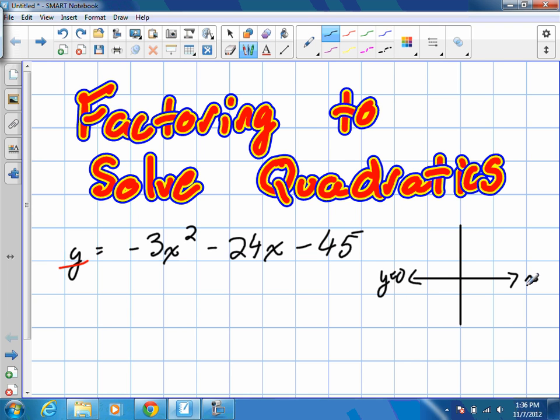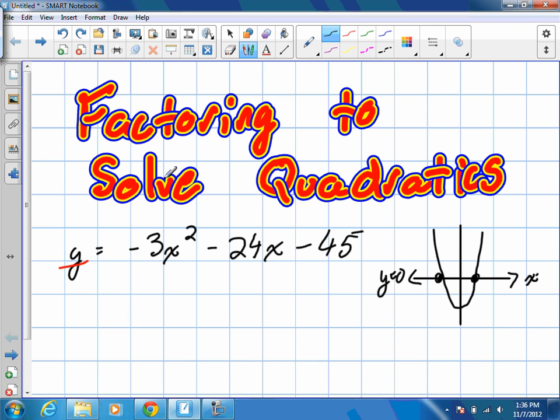So we're looking for, with many quadratics, 2 points. Maybe it looks like this. Maybe it's facing downwards. But we're probably going to end up with 2 answers. There's a possibility of 2 answers, 1 answer, or no answers. For what we're doing today, we're going to be looking for questions that have 2 answers to them. And we're going to be doing this by factoring.